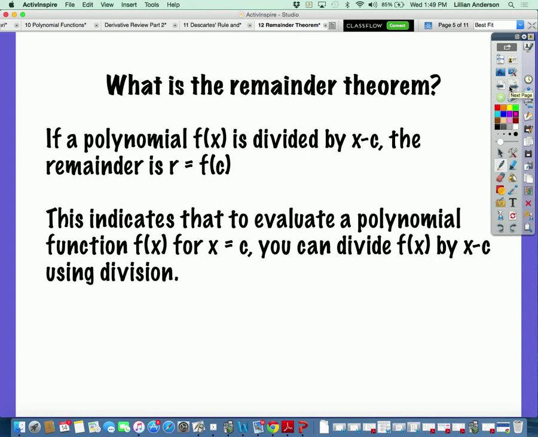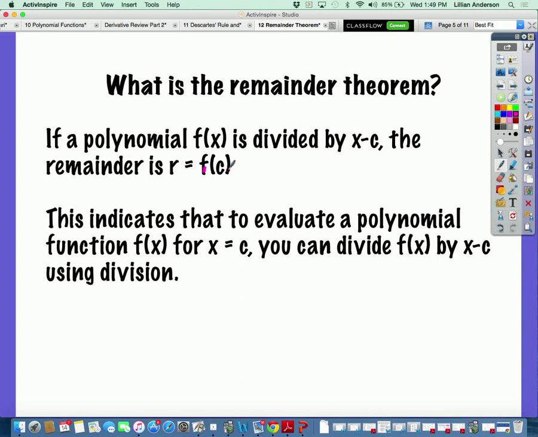Okay, well the remainder theorem basically says that if a polynomial f of x is divided by x minus c, that's a linear factor, then the remainder is r, which equals f of c. Okay? So basically you have a polynomial function, some long thing, x to the third plus 2x squared, whatever. It's being divided by a linear factor, x minus 3 or x plus 2. Well, the remainder is what you get if you were to do long division, is whatever you would get at the end, whatever was left over, right?